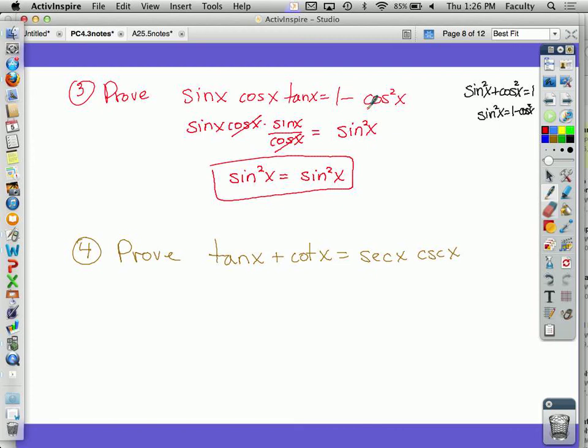I like to think of it as my brick wall. I can peek over the brick wall, but I can't do a cross multiply or anything like that. But I can peek over and say, well, where am I headed? Where's the destination?